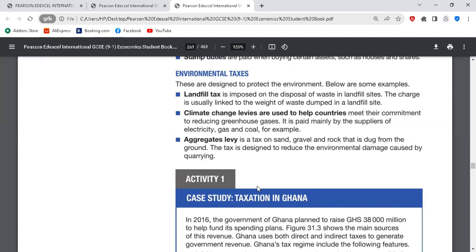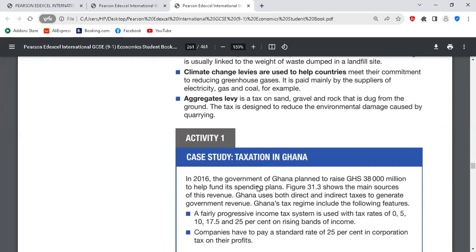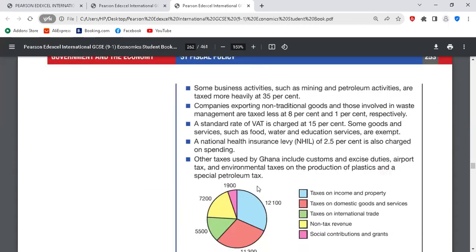Aggregate levy is a tax on sand, gravel, and rock that is dug from the ground. The tax is designed to reduce the environmental damage caused by quarrying. This is from the quarry. They need rocks and limestones to build. So you have to pay taxes for this. We call it aggregate levy. Clear? Any question about that? We move on.